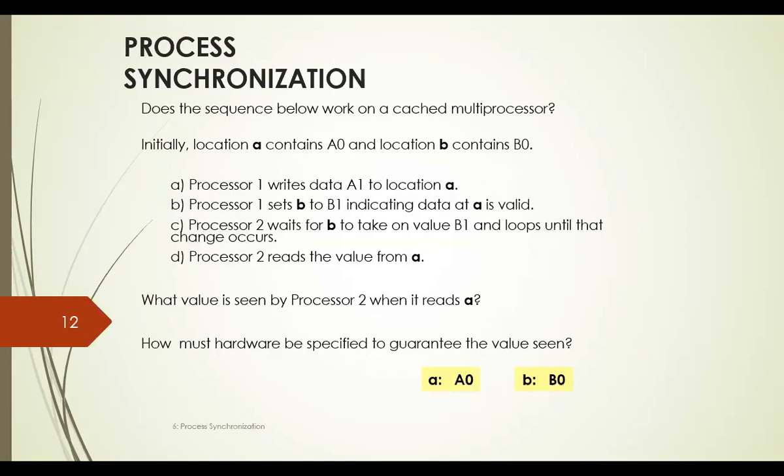In process synchronization, does the sequence below work on a cached multiprocessor? Initially, location A contains A0 and location B contains B0. Processor 1 writes data A1 to location A. Processor 1 sets B to B1, indicating data at A is valid. Processor 2 waits for B to take on value B1 and loops until that change occurs. Processor 2 reads the value from A. What value is seen by processor 2 when it reads A? That is, A equal to A0, B equal to B0.